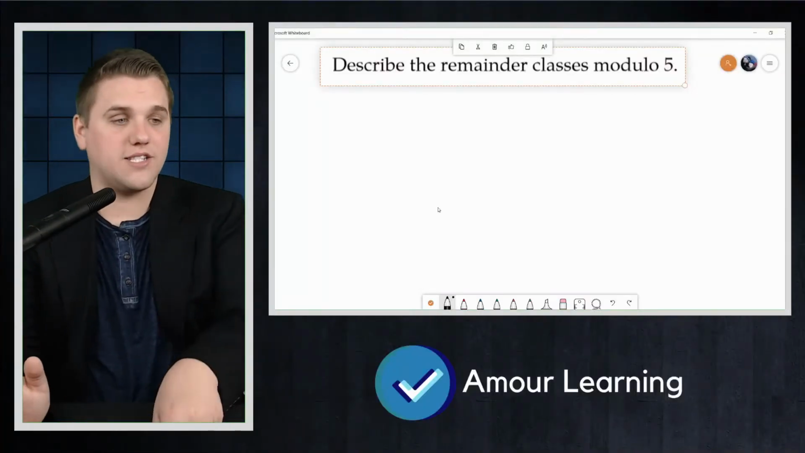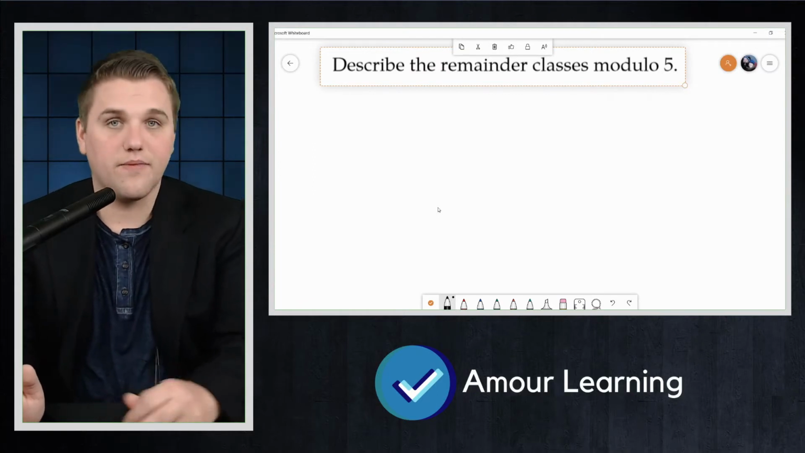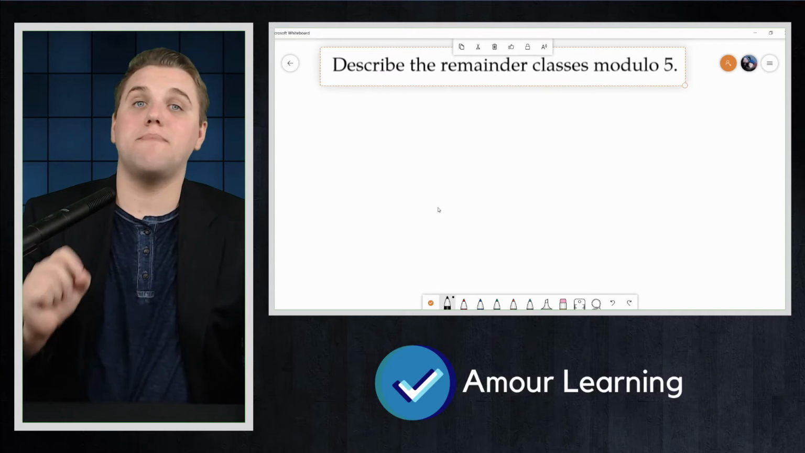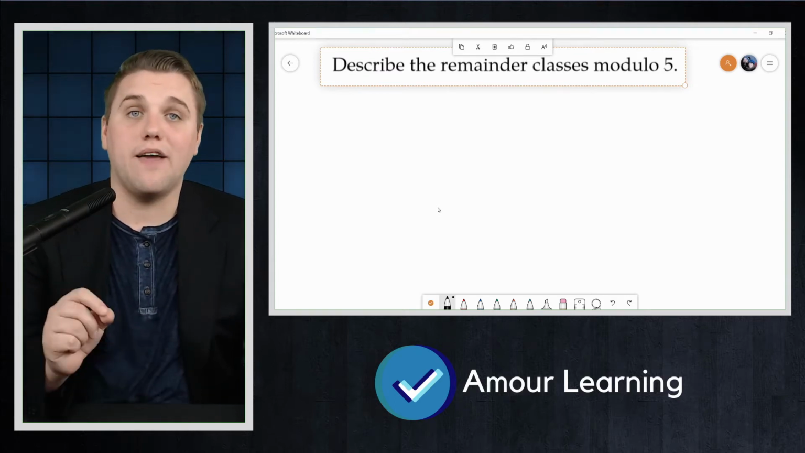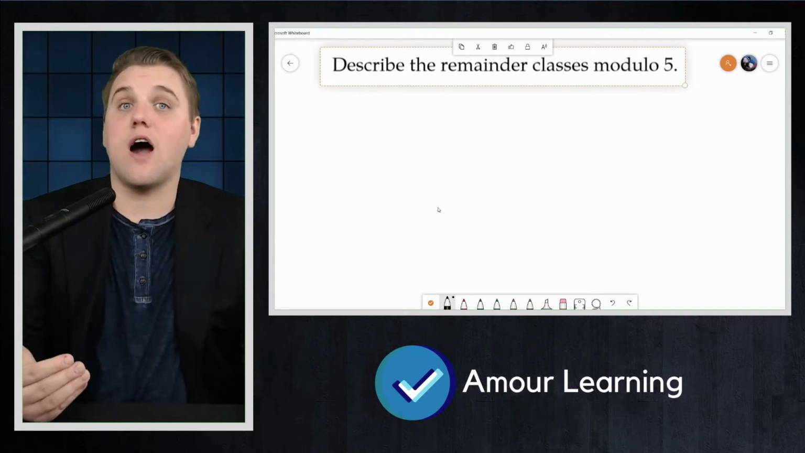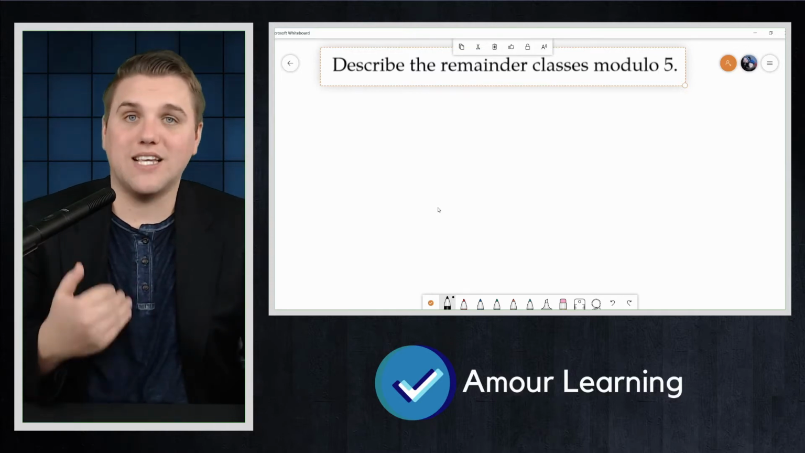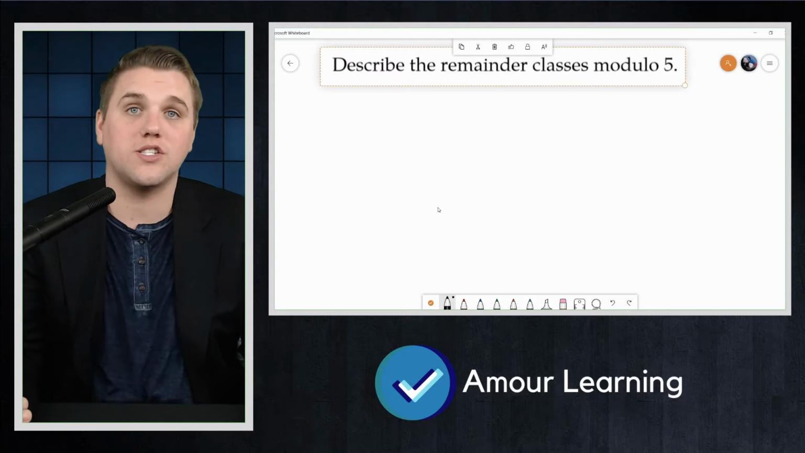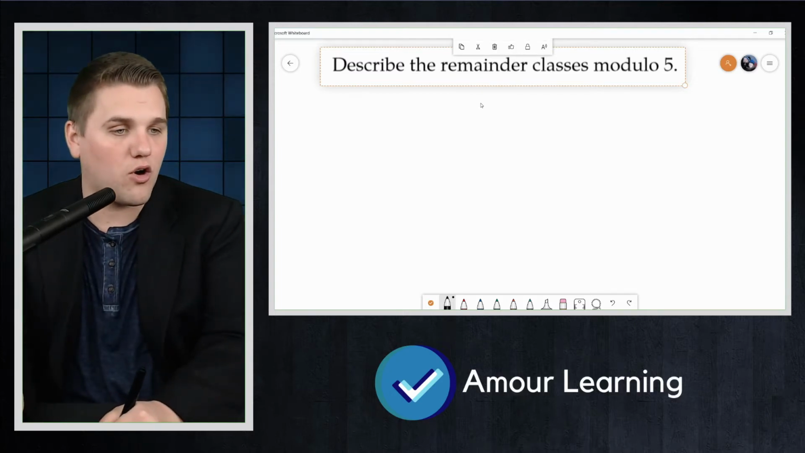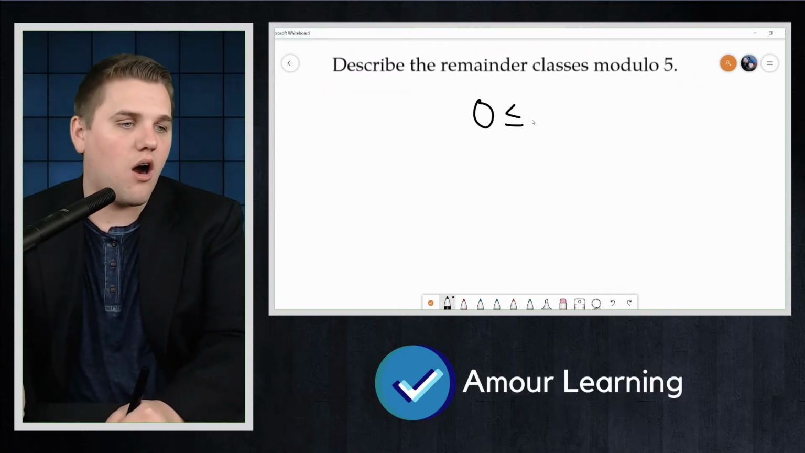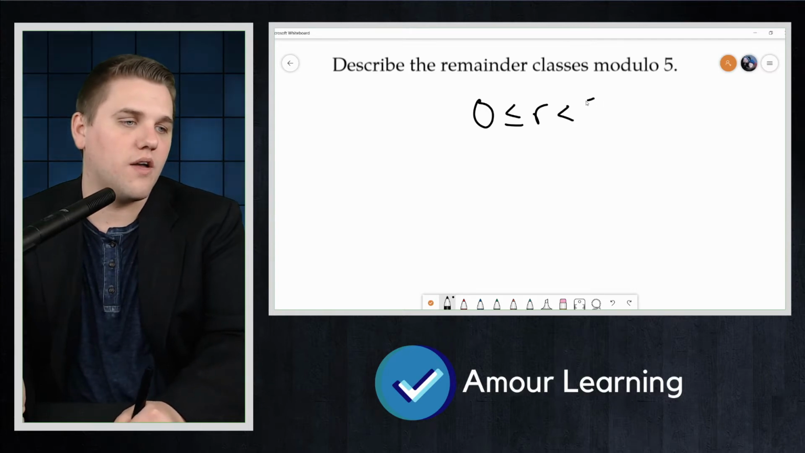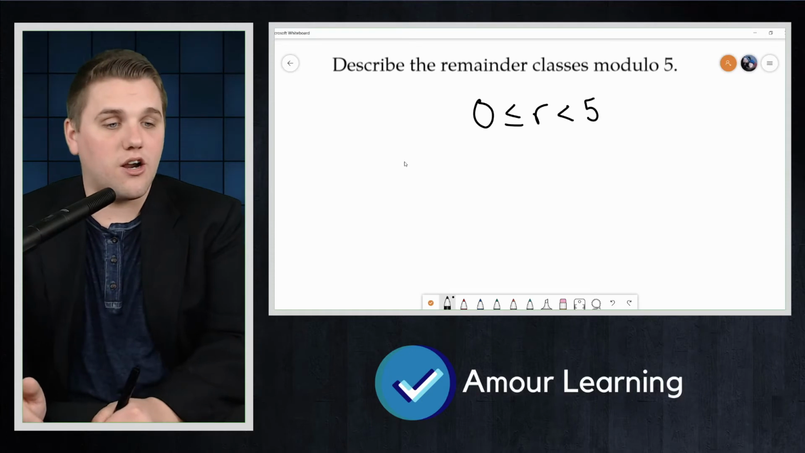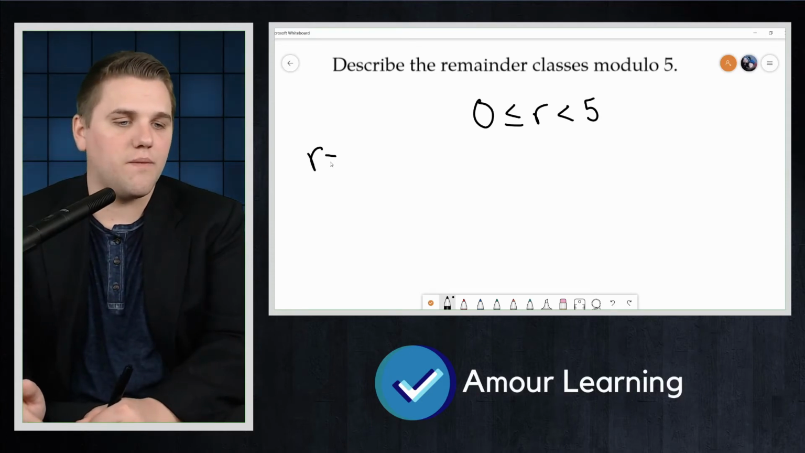All right, let's do an example together. Describe the remainder classes modulo 5. We want to classify numbers by what their remainder would be when divided by 5. From the division algorithm, we know there will be exactly 5 remainder classes because there are only 5 choices for what r could be. If you remember, according to the division algorithm, r is somewhere between 0 and 5, not including 5. Let's first consider the case where r equals 0.